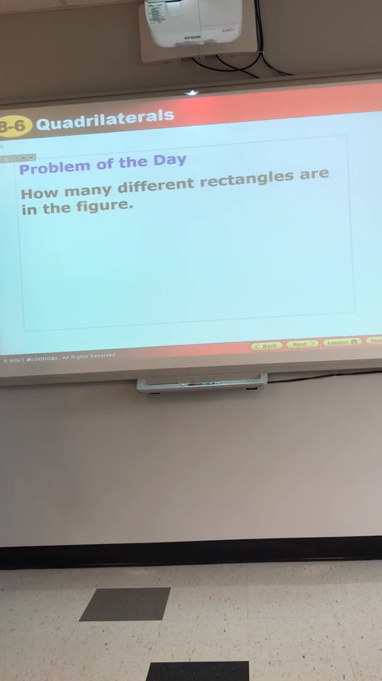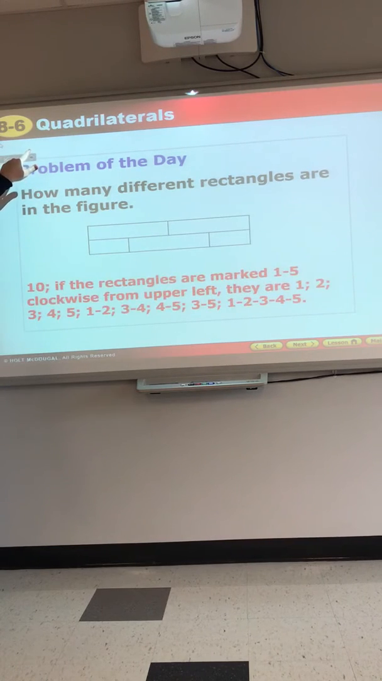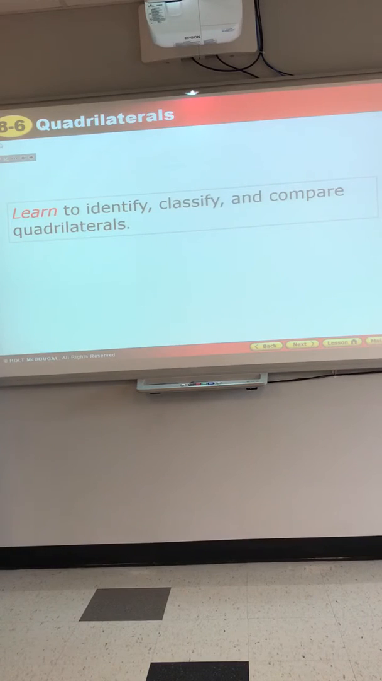Now, how many different rectangles are in the figure? Ooh, these are fun to me, so we'll do it there. Learn to identify, classify, and compare quadrilaterals. Lots more names coming at you today. There will be a Quizlet for it next week.